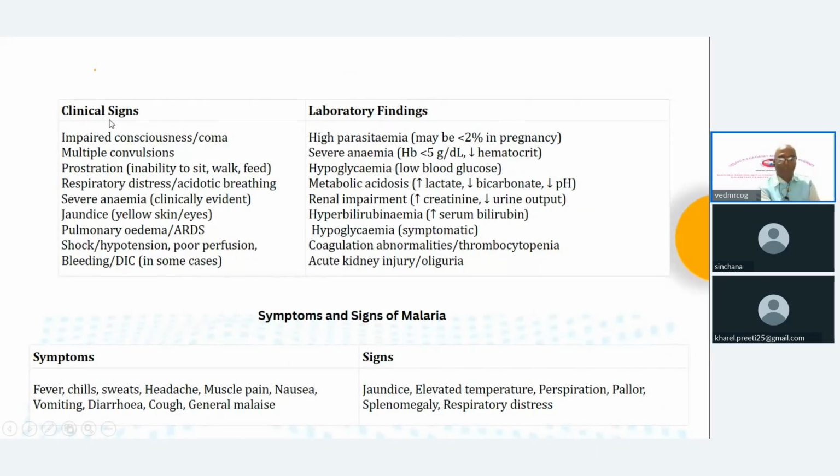Clinical signs, we know all: impaired consciousness, coma, multiple convulsions, prostration, respiratory distress, severe anemia, jaundice, pulmonary edema, etc. Lab findings will be high parasitemia, severe anemia, hypoglycemia, metabolic acidosis, renal impairment, hyperbilirubinemia, coagulation abnormalities, and acute renal injury can be there. Symptoms and signs of malaria, we all know this; the same signs and symptoms will be there.